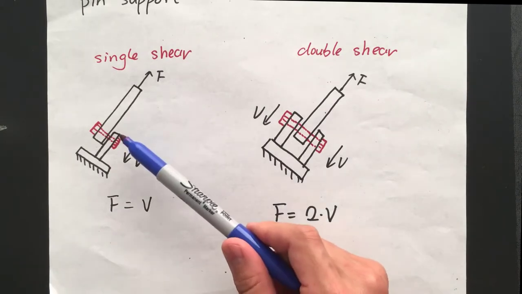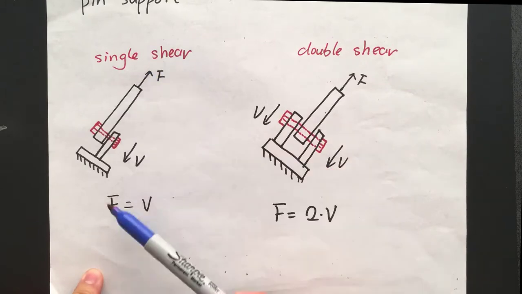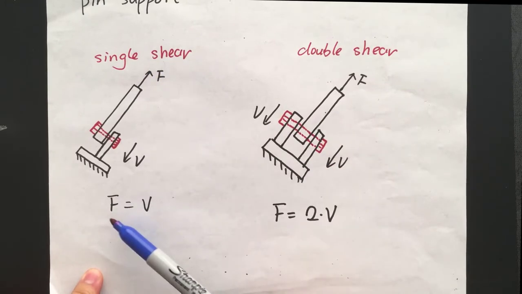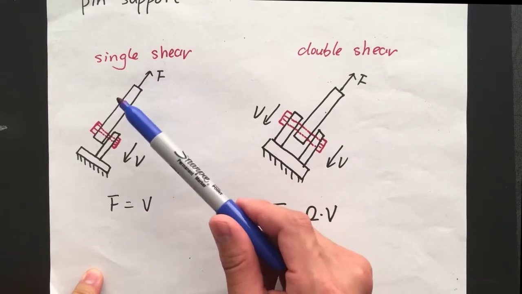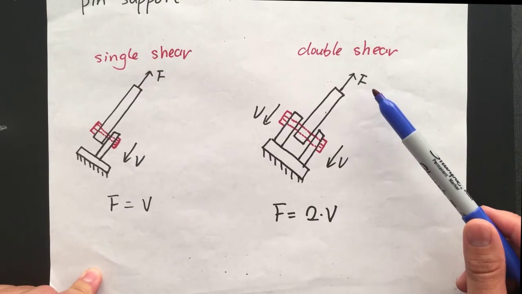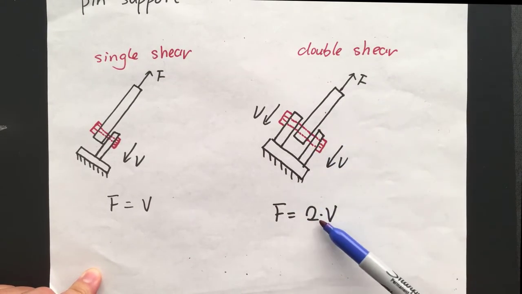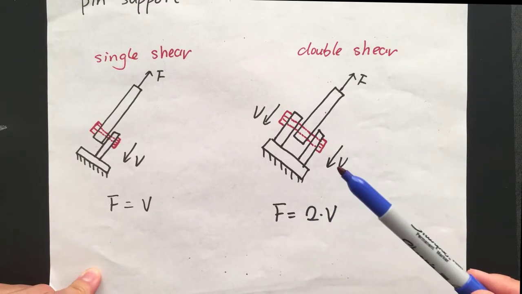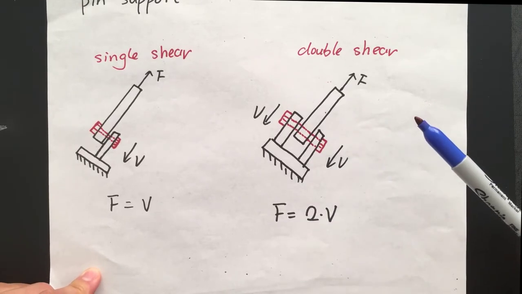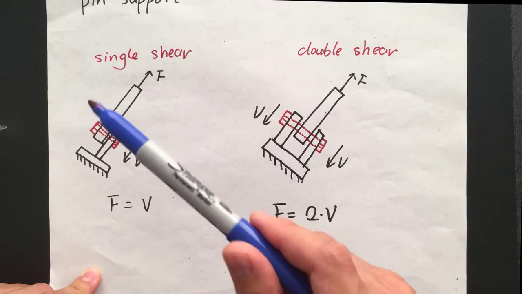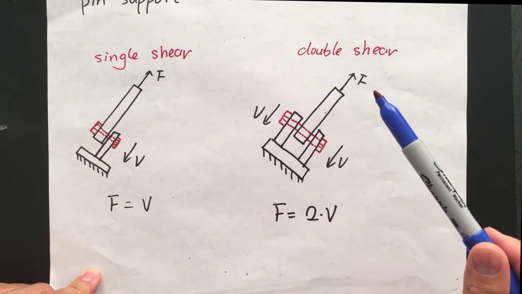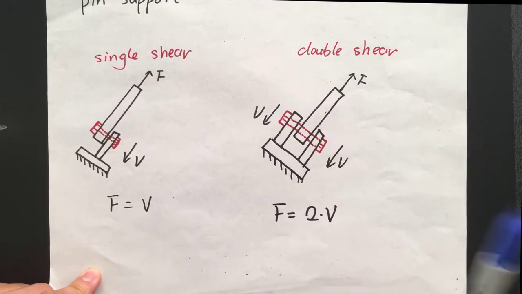And for the pin support, we have two different types. The one on the left is called single shear. In this case, the shear force equals the applied force. And the one on the right is called double shear. In this case, the applied force equals 2 times the shear force. So when you solve problems, make sure the pin support is either single shear or double shear. It will lead to a different result.